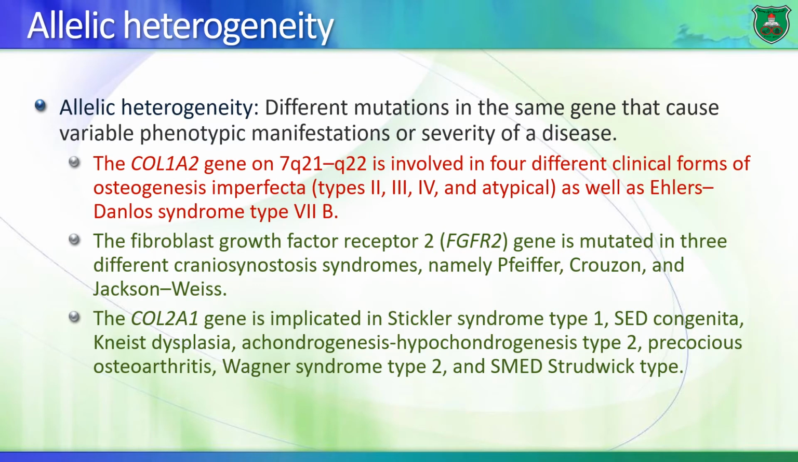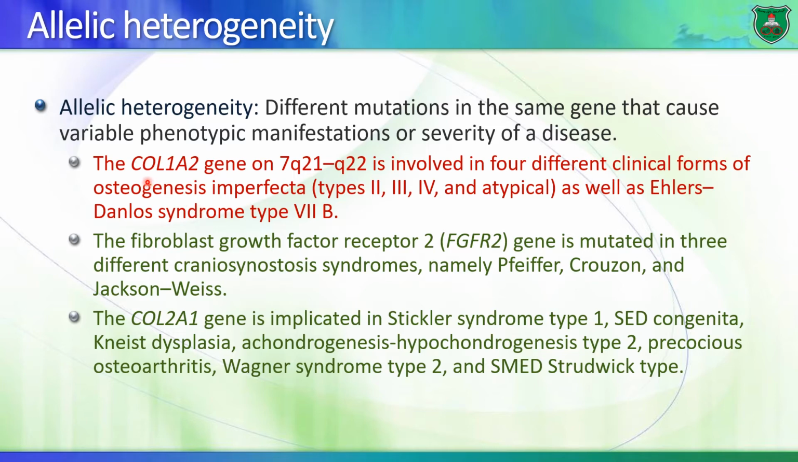Now, there's a phenomenon known as allelic heterogeneity as well. So with allelic heterogeneity, what you have here is different mutations in the same gene, but they can cause variable phenotypic manifestation. We already talked about one such disorder, which is osteogenesis imperfecta, okay, in the cell biology part, when we talked about collagen protein.